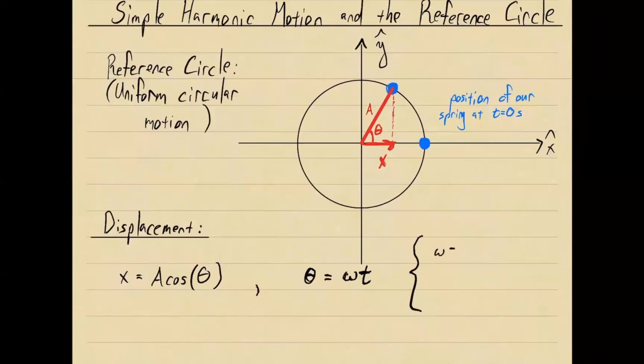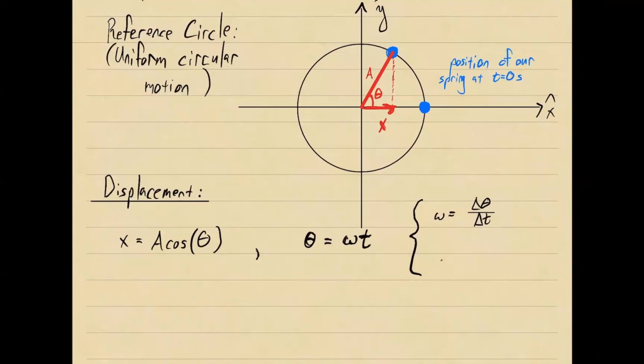So if you remember, omega is literally just the angular displacement divided by the elapsed time. And this gives us that our angular velocity in this case is just theta over t, since we're saying that theta is starting from 0 when we're starting here. I'll also mention that here A is the amplitude of our motion. Right, A is for amplitude.